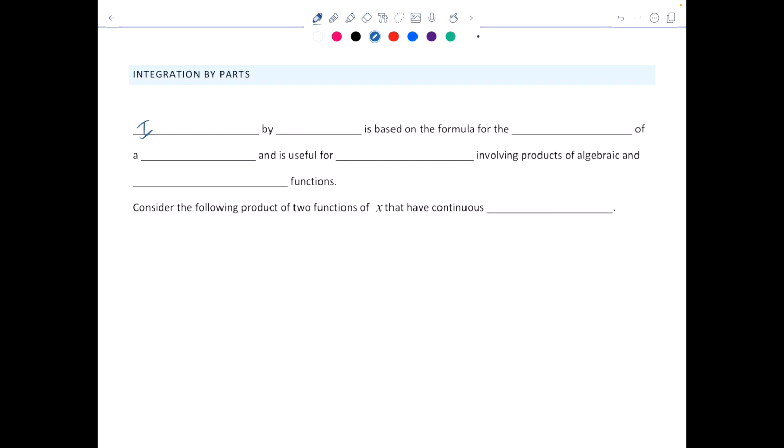Good so far? Integration by parts, I usually say IBP, is based on the formula for the derivative of a product and is useful for integrals involving products of algebraic and transcendental functions. Doesn't have to just be those, but it can be very useful for those. Consider the following product of two functions of x that have continuous derivatives.